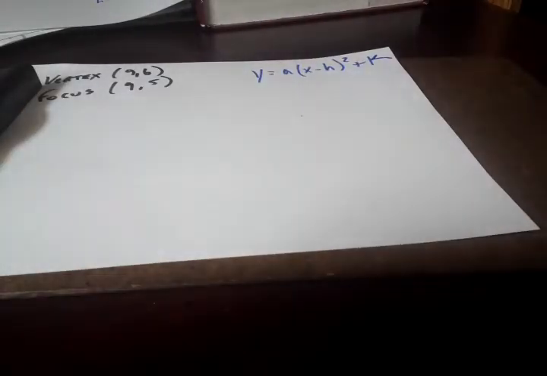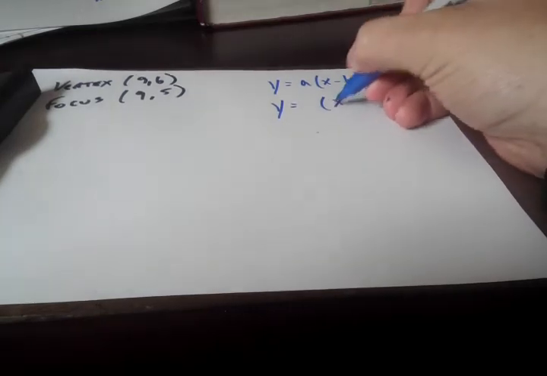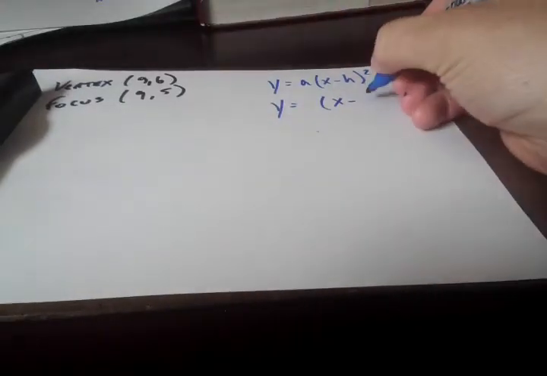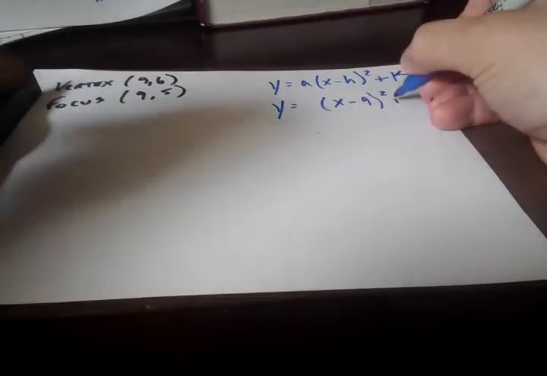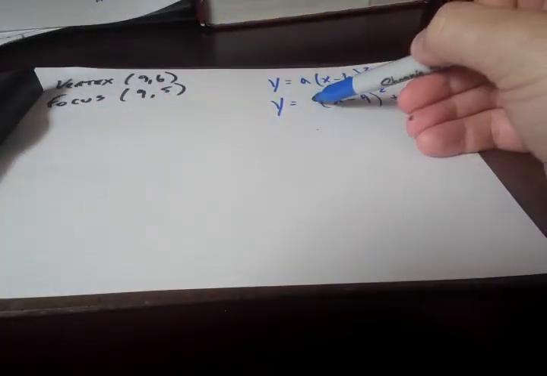All right, so the good news is this. We know h and k. We can just plug those in right now. We say x minus 9 squared plus 6. And now all we have to do is solve for the a.